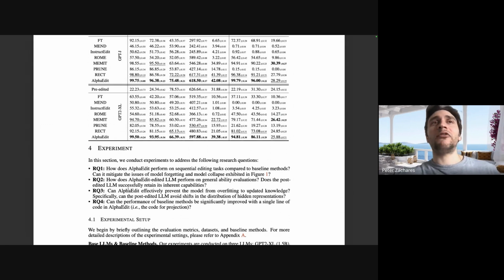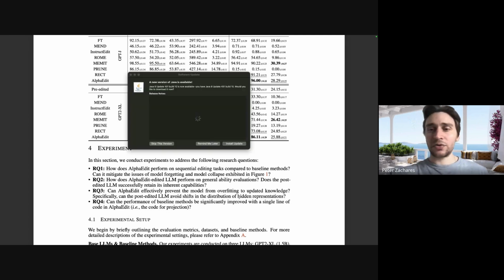Question 3 is, can AlphaEdit, wait, let me just check the time. Okay, good. Can AlphaEdit effectively prevent the model from overfitting to updated knowledge? Specifically, can the post-edited LLM avoid shifts in the distribution of hidden representations? We'll go through that in 1 second.